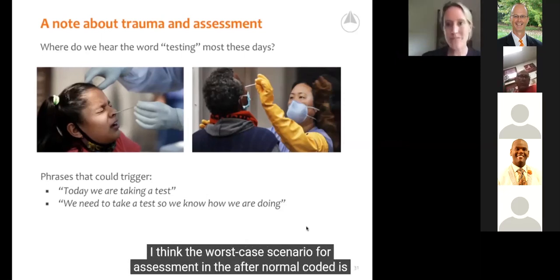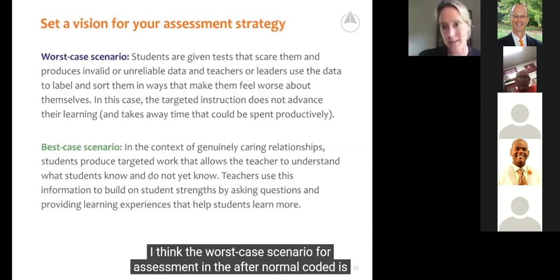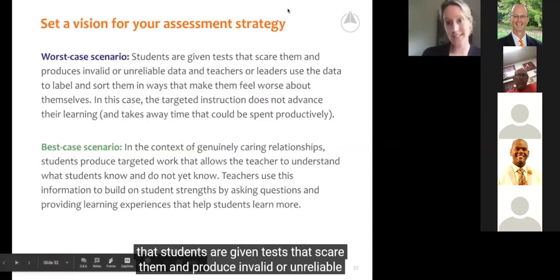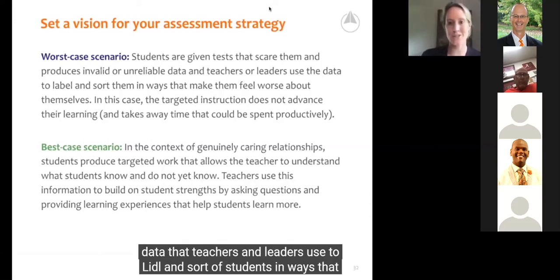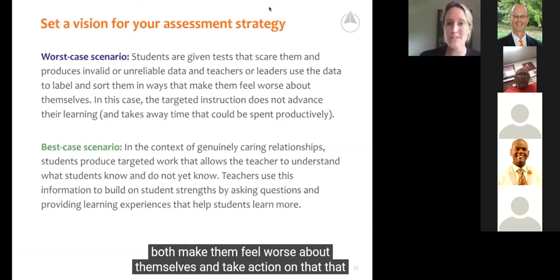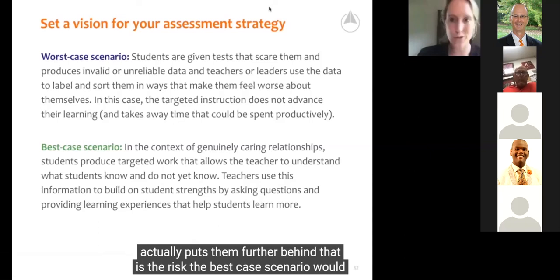So I think the worst case scenario for assessment in the aftermath of COVID is that students are given tests that scare them and produce invalid or unreliable data that teachers and leaders use to label and sort students in ways that both make them feel worse about themselves and then take action on that actually puts them further behind.